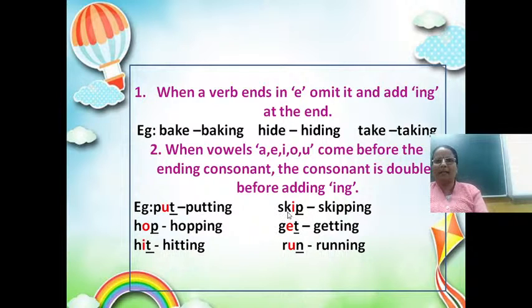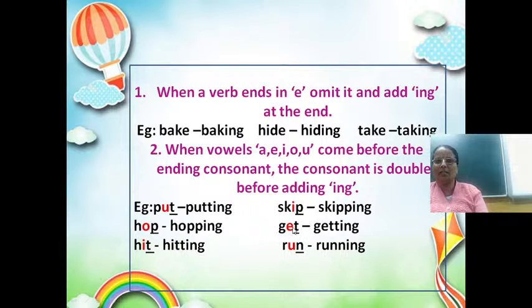Skip. S, K, I, P. Here I is a vowel. After this vowel you will see P. P is a consonant. So before adding ing with this verb skip, we should double the last consonant P. So let's see the ing form of skip. S, K, I, P, P, ing, skipping. We have doubled the P here. In the same way, look at the next example.